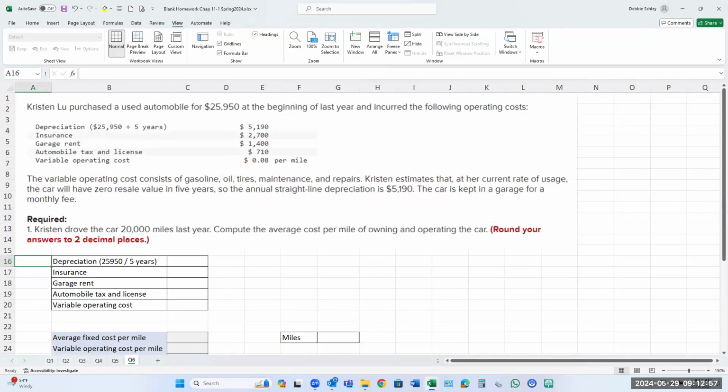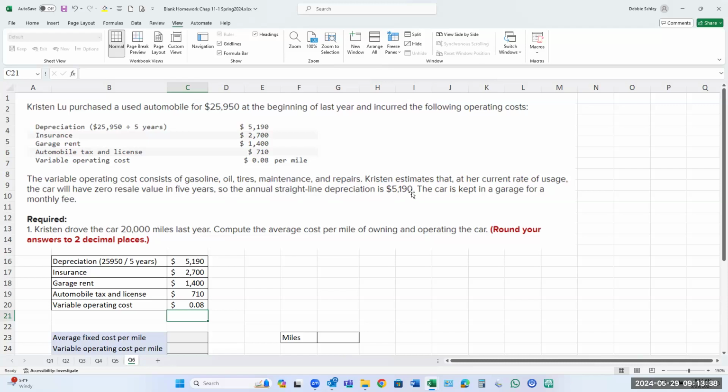All right, question 6. Kristen Liu purchased a used automobile for $25,950 at the beginning of last year and incurred the following operating costs. So I'm going to bring those down. It gave me depreciation, insurance, rent, tax and licensing, and variable operating costs. The variable operating costs consist of gasoline, oil, tires, maintenance, and repairs.